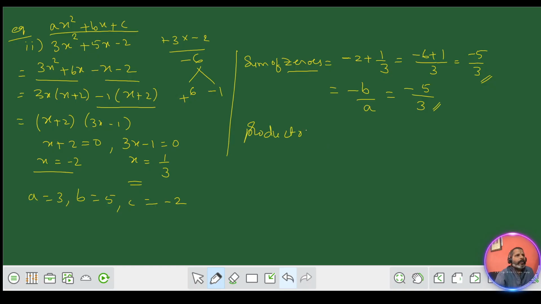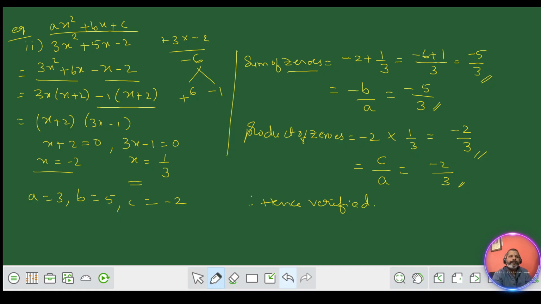Similarly, product of zeros equal to, what are the zeros we got? Minus 2 into 1 by 3, that is minus 2 by 3. The product of zeros should again be verified with the coefficients of the polynomial, that is the c by a formula. C is minus 2, a is 3. So they both look similar. Therefore, just at the end, say hence verified.